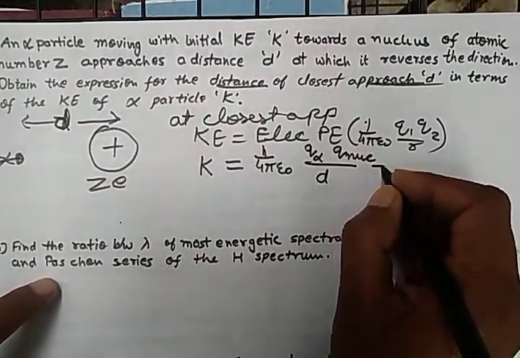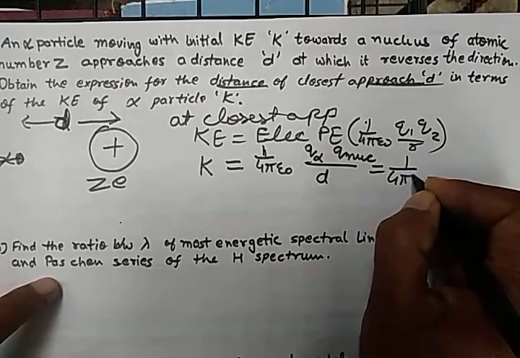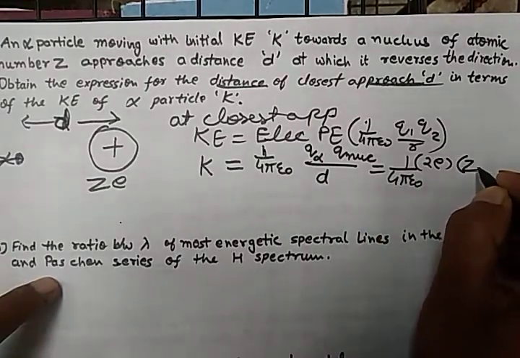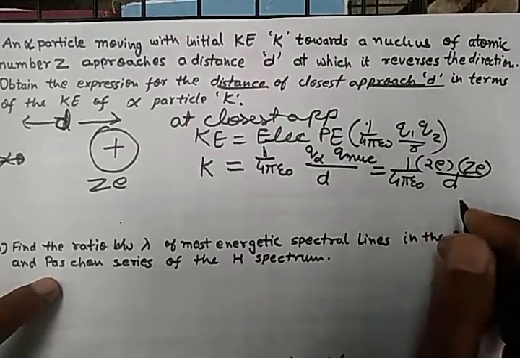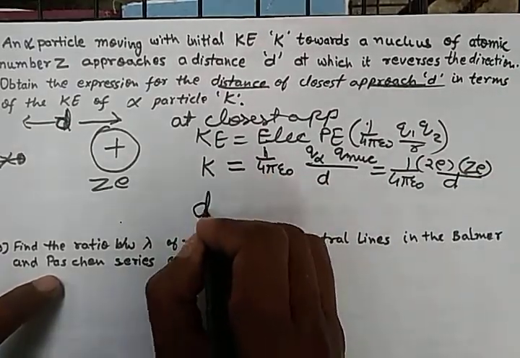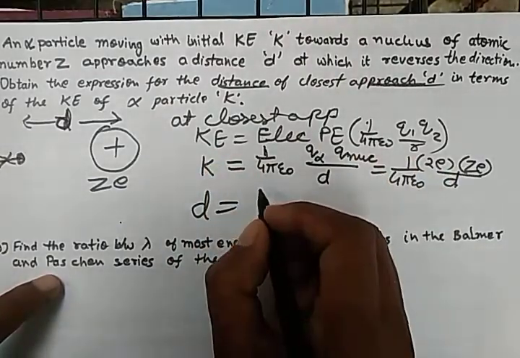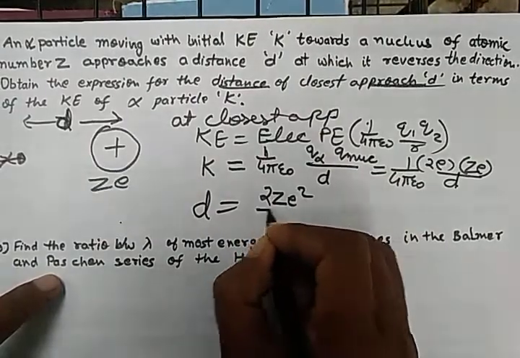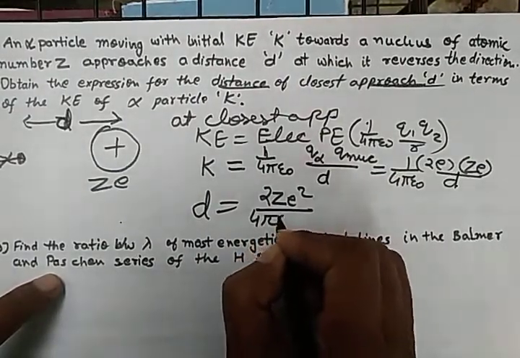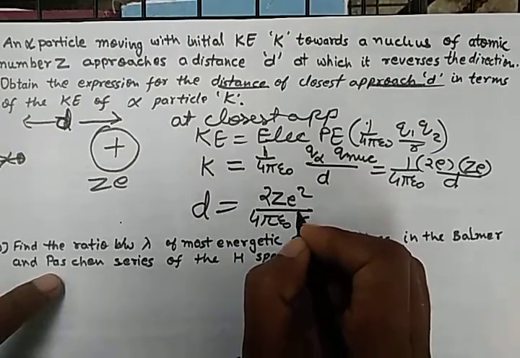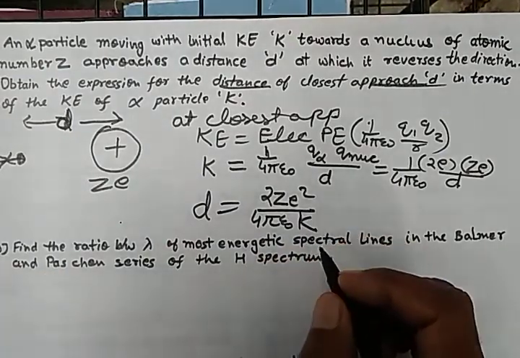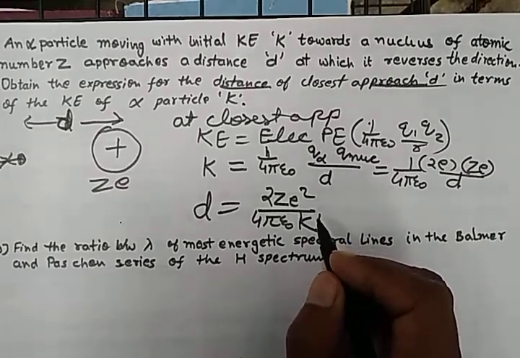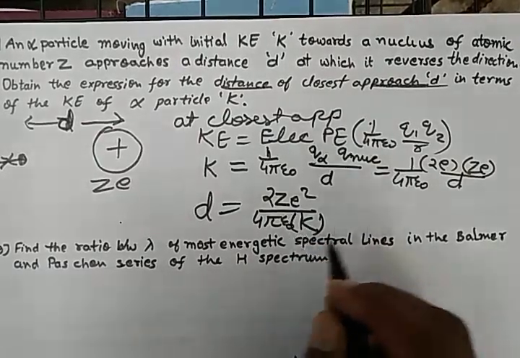So once again we will do it like this. Q alpha is 2e, Q nucleus is Ze, upon D. Now we will cross multiply this. So D equals K will go in the denominator. It will be 2Ze square upon 4 pi epsilon naught K. It looks like relative permittivity or dielectric constant, but it is not that. I'm separating it, highlighting it. That's all.